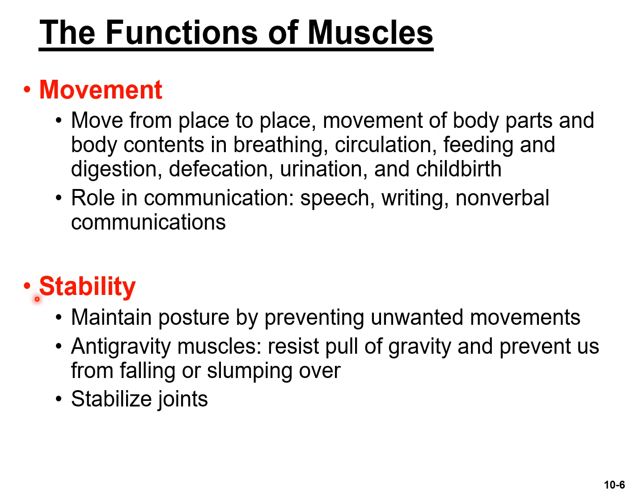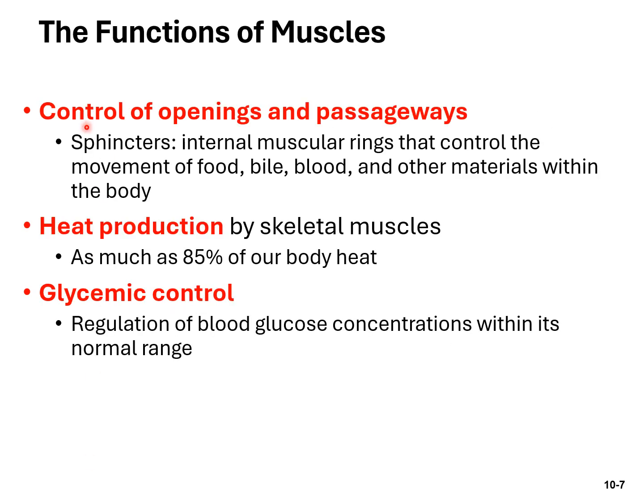Also for stability, you need to be able to maintain posture. So when you're standing, you need to have balance. When you are sitting in a chair, you need to be able to have posture so you don't fall over and hit your head. Also for control of opening and closing passageways. In AMP2, you're going to talk about a bunch of different types of sphincters. And sphincters are just rings of muscle that open and close passage from one area to another.